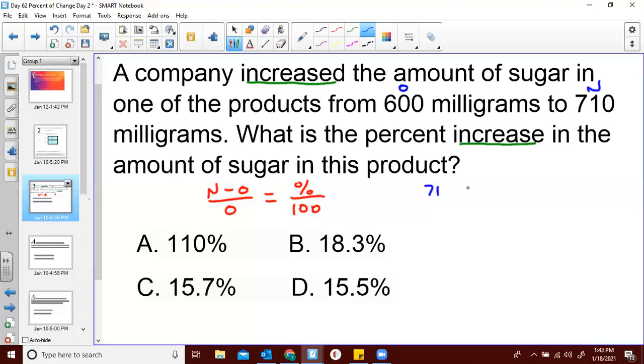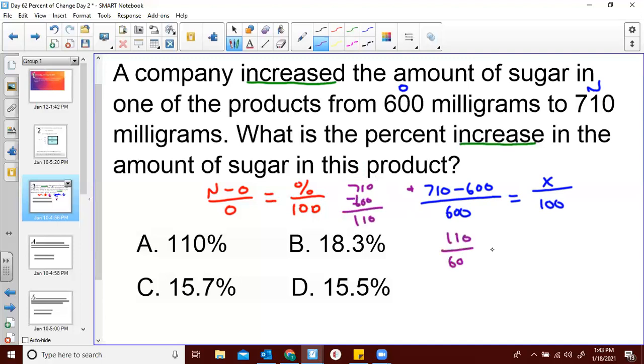So 710 minus 600 over 600, and that's going to equal X. What we're looking for is our percent of change, and that's going to be over 100. All right, so like yesterday, we talked about how you have to do this first step here a little bit. So 710 minus 600 will give you, what, 110? All right, and then you can rewrite this as 110 over 600, and that will equal X over 100. From here, all you have to do is cross multiply and divide by X's partner, and you'll see that X is going to equal 18.3%, or B.